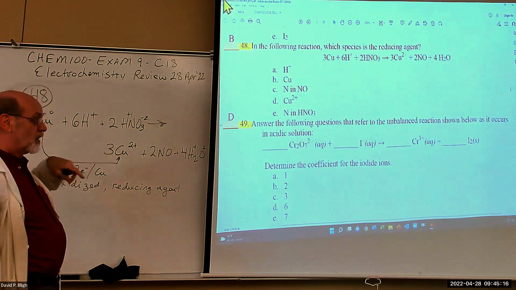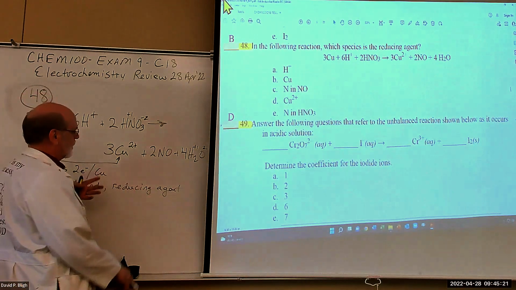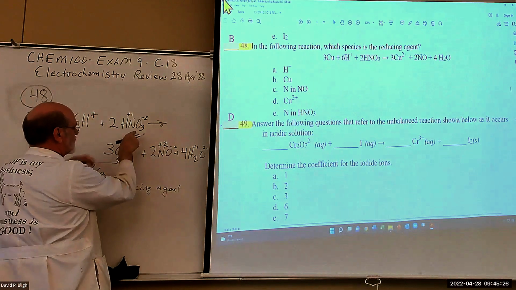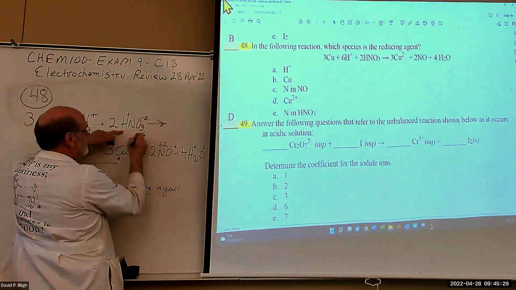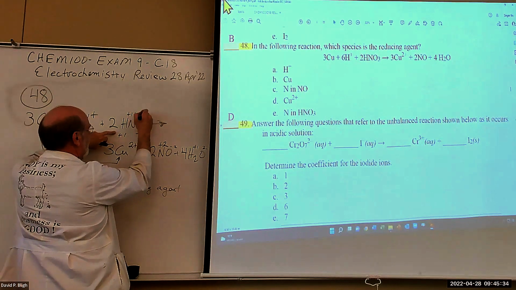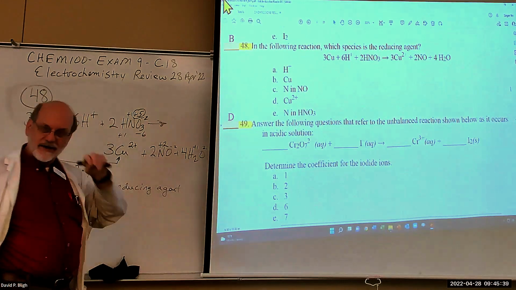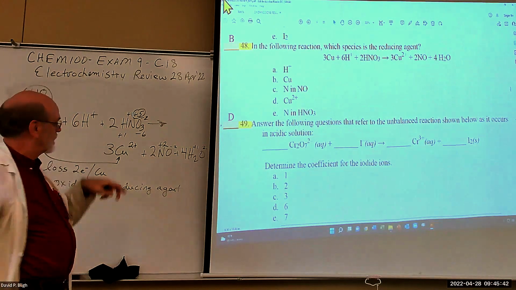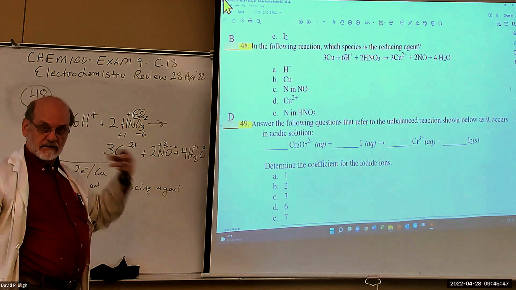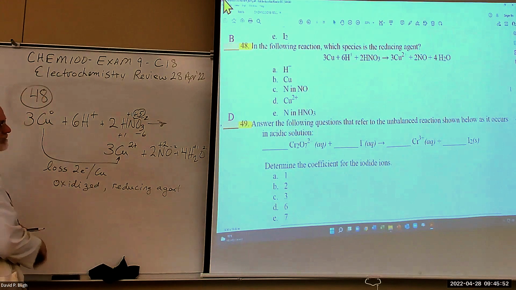If the question were, which one is the oxidizing agent, then which one is reduced? So this is minus 2, that means this has to be a plus 2. This one is minus 6 here, plus 1 there. So this one is a plus 5 for that nitrogen. It goes from a plus 5 to a plus 2. It has been reduced. So nitrogen then, or this whole species, would be considered the oxidizing agent. Okay.